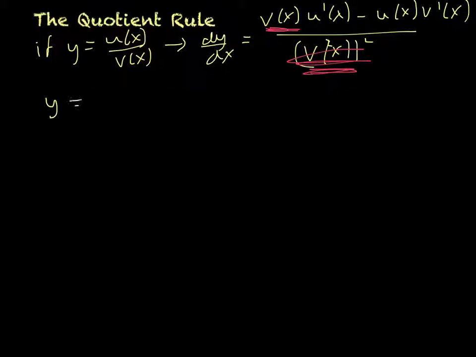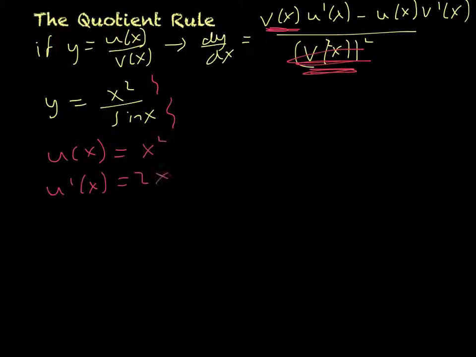So let's go for y equals x squared over sine x. So clearly this is a quotient rule problem. We've got one function divided by another. So I'll do it in one step first. So u of x is x squared. U dash of x then is 2x, just building up all of our ingredients. V of x is sine x, and v differentiated becomes cos x.